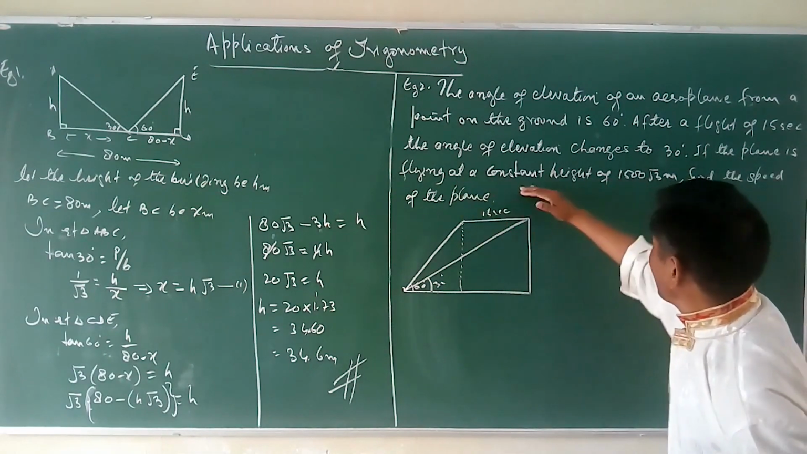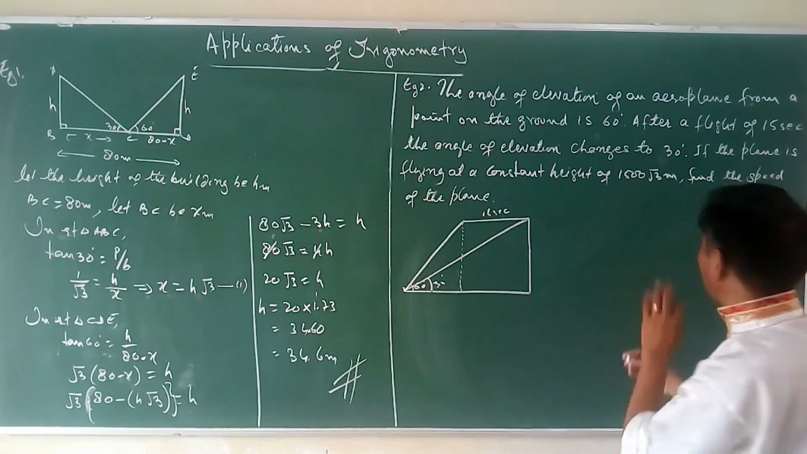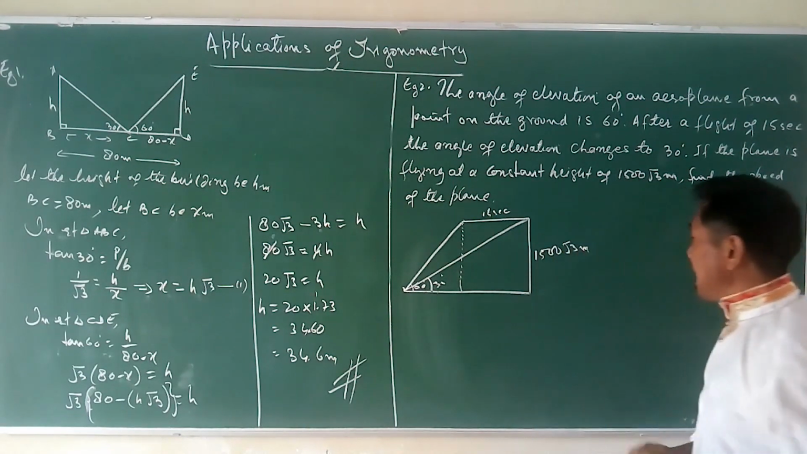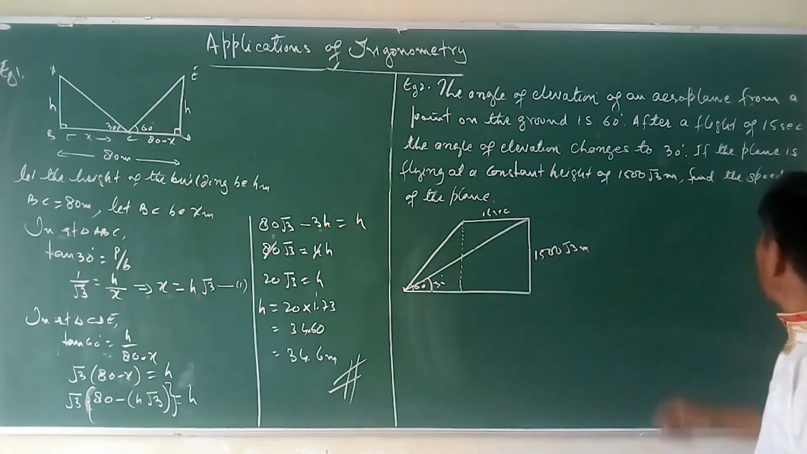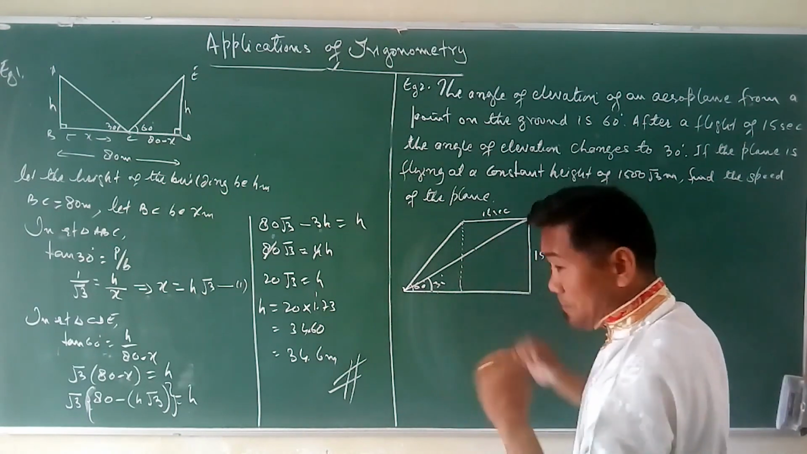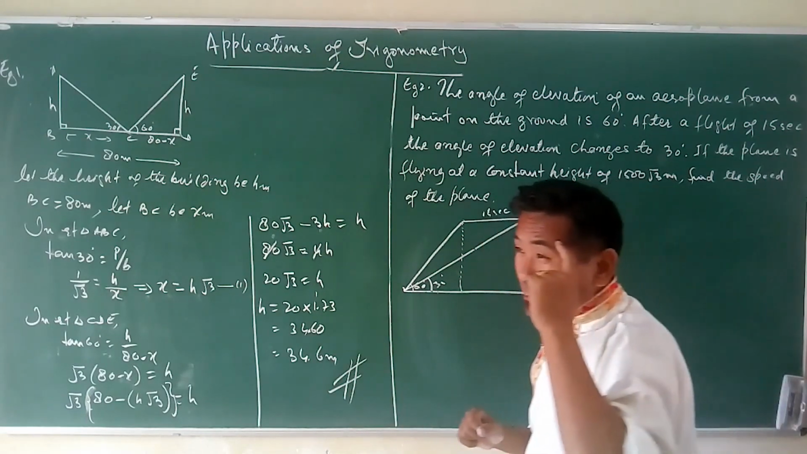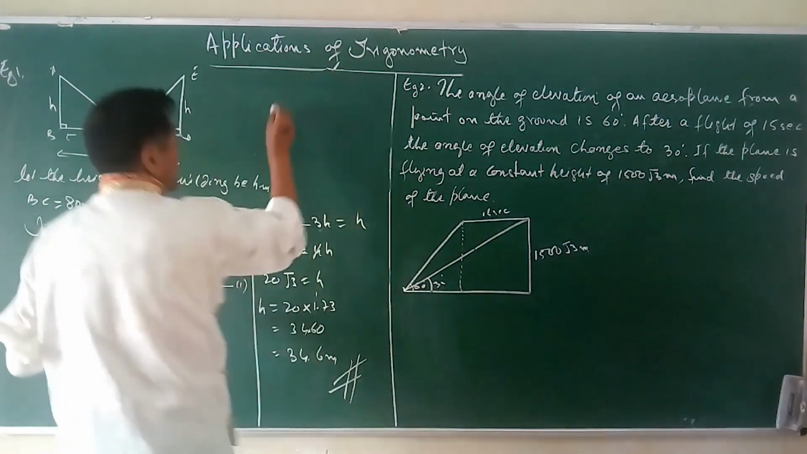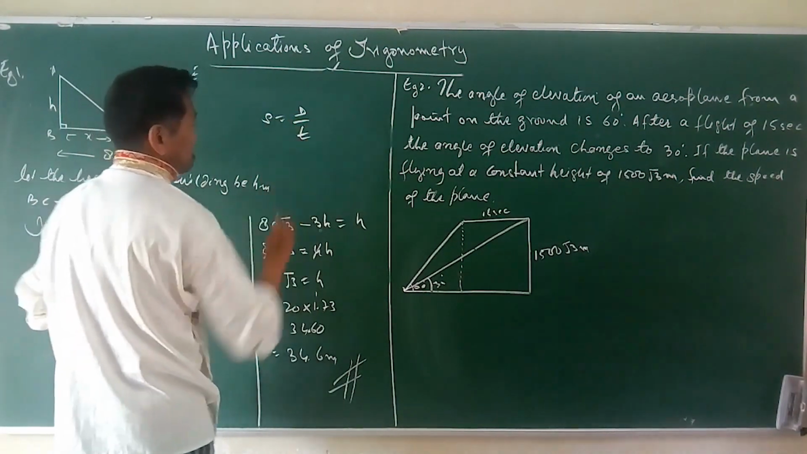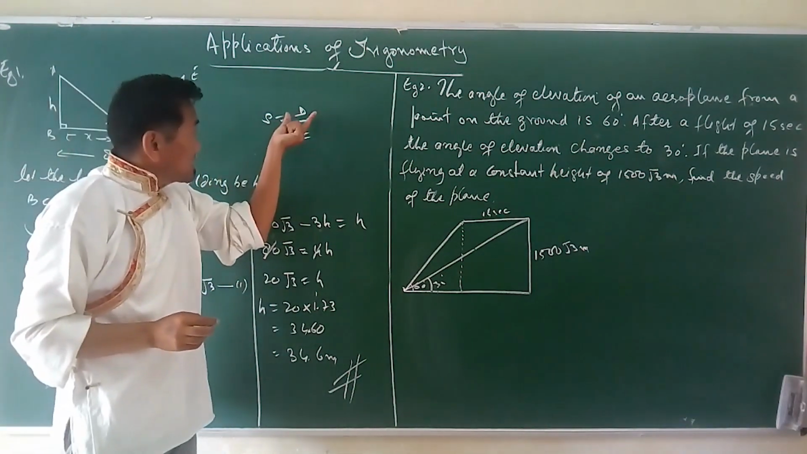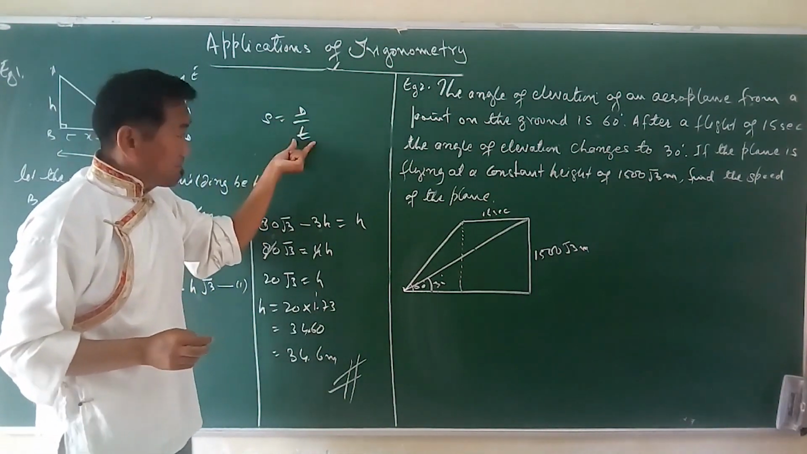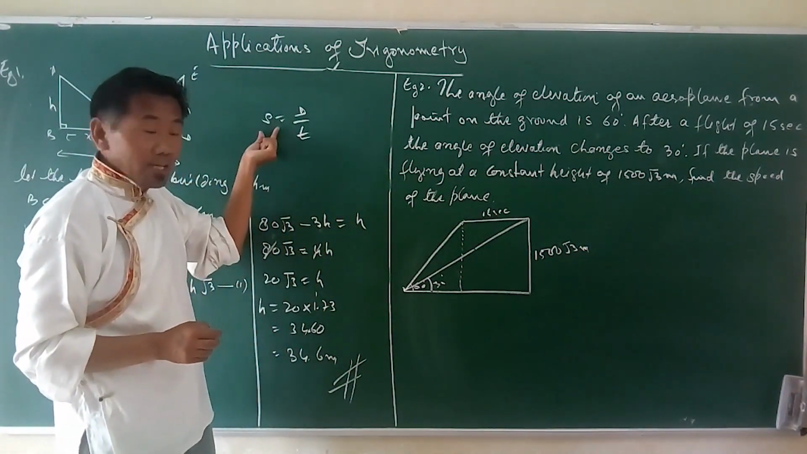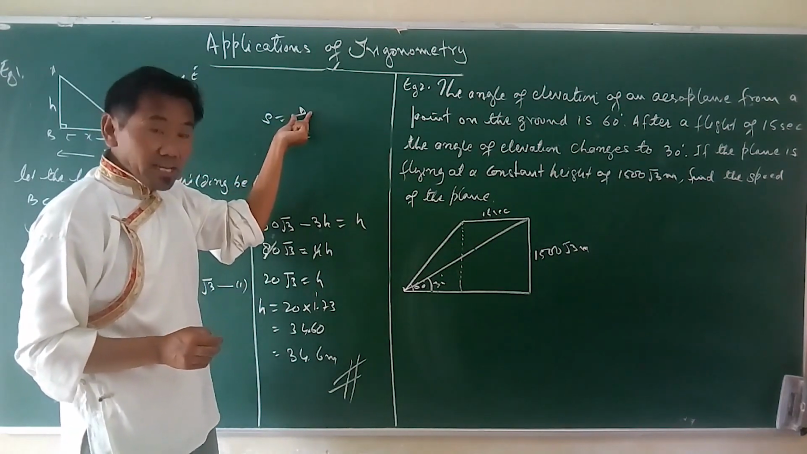If the plane is flying at a constant height, the height is given as 1,500 root 3 meters. Find the speed of the plane. The formula for speed is distance divided by time. The time is 15 seconds, so we need to find the distance.